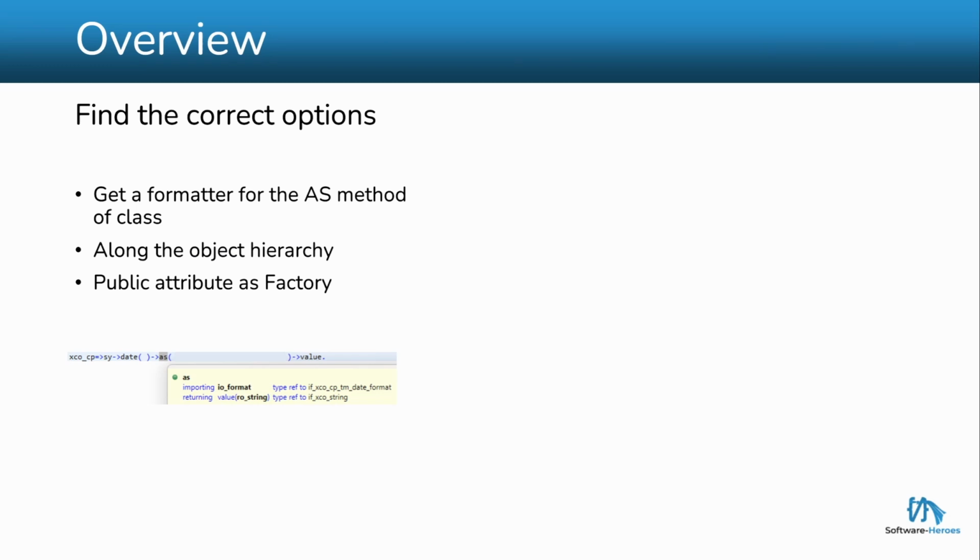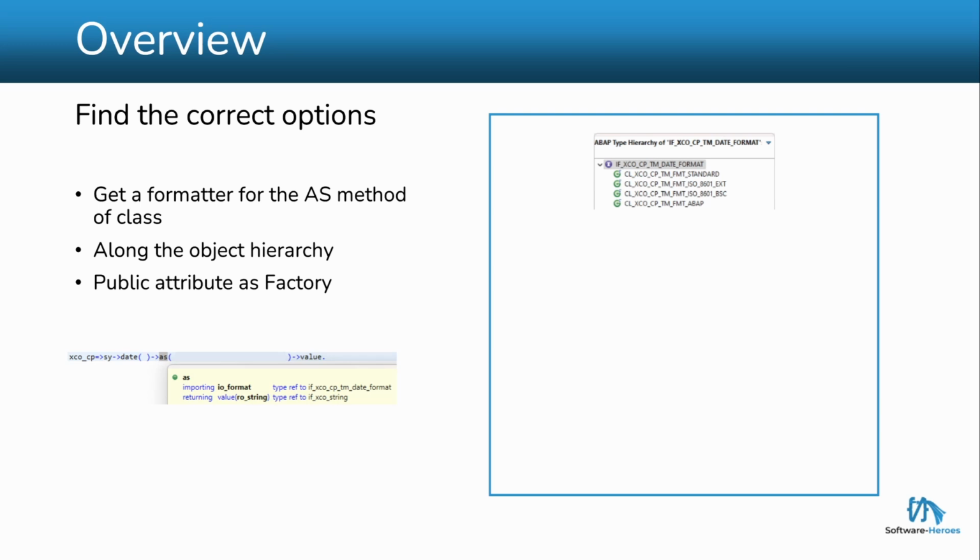It's a little bit complicated, however, if we are looking for a specific format option, for example. In this example, we want to format a date and are looking for an appropriate format for the date. Since we have the interface information here, we can find the corresponding types using the type hierarchy. For example, let's look at the type for the ABAP format.